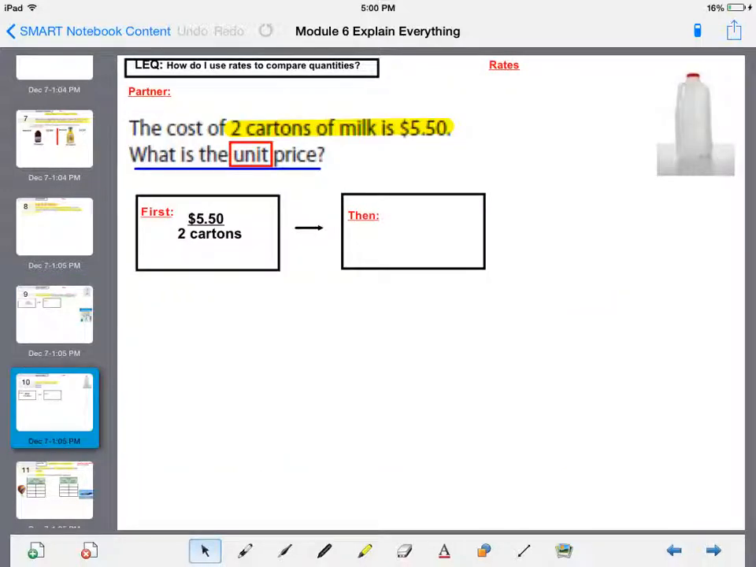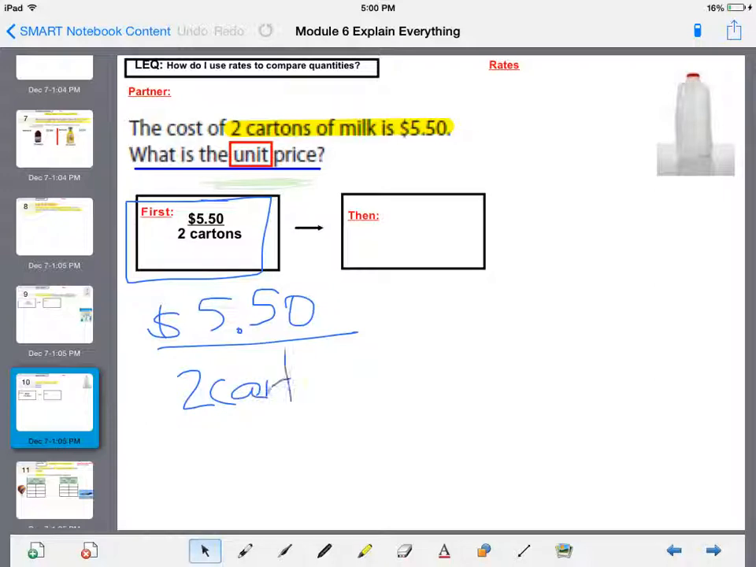Similarly, if we have the cost of 2 cartons of milk for $5.50, our first step would be to go ahead and write the information given as a rate, so $5.50 to 2 cartons. And they're asking us for the unit price, which means how much are we going to pay for each one carton. So let's go ahead and rewrite the information given, $5.50 to 2 cartons. We want to know the unit price. That means we want to know how much we're paying for one carton.